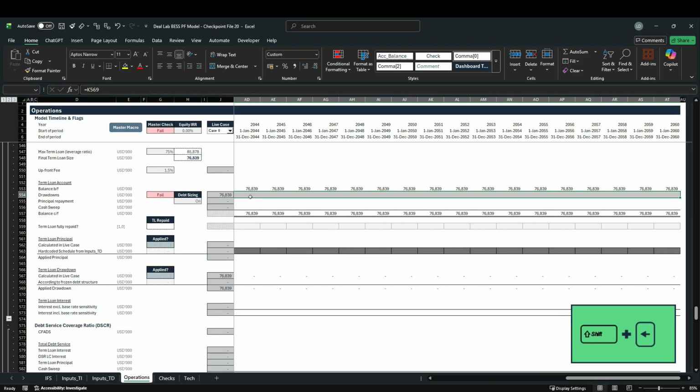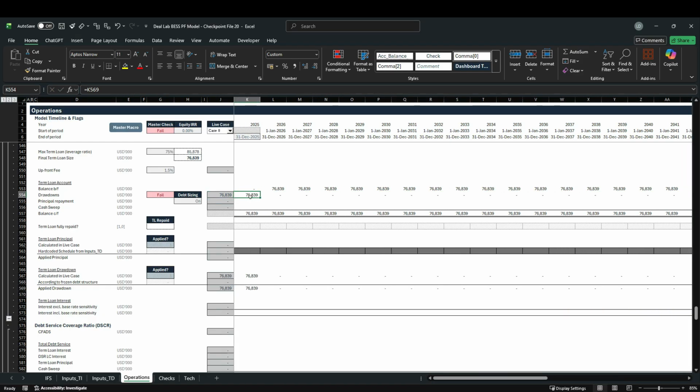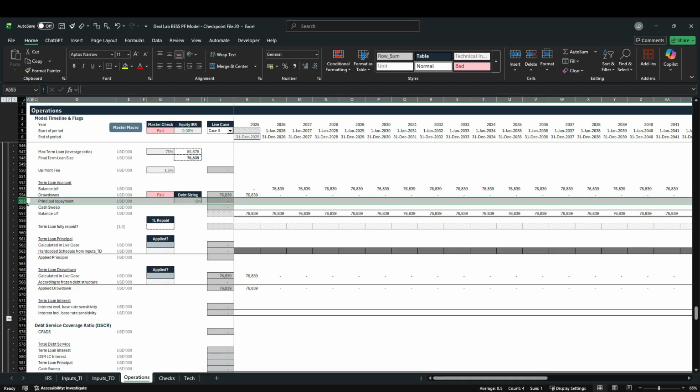Let's drag this over, Control R. Now the only thing that we have in the term loan account is our drawdown, which means we will have our term loan balance sitting in the account indefinitely. And what's missing is our principal repayments. But before we can determine our principal repayments, we will have to calculate our interest expense first.